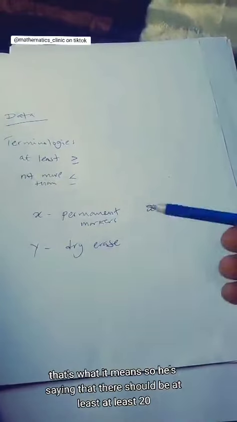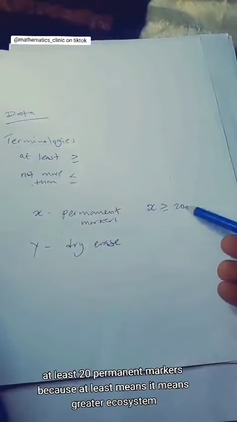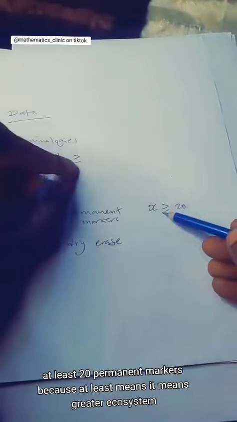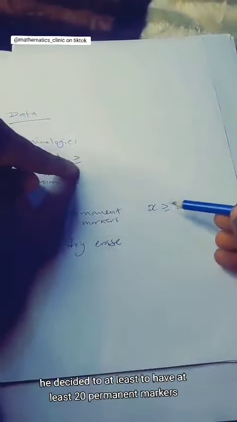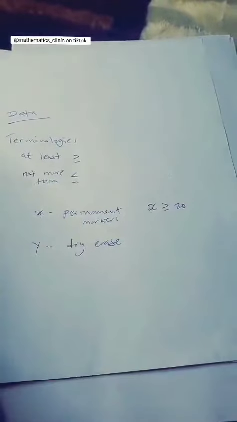So he's saying that there should be at least 20 permanent markers, because at least means greater or equal. Permanent markers are represented by X.